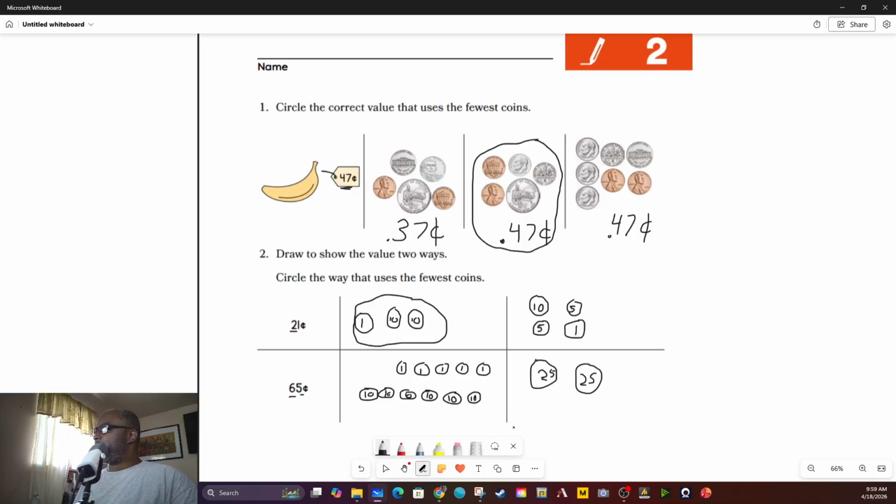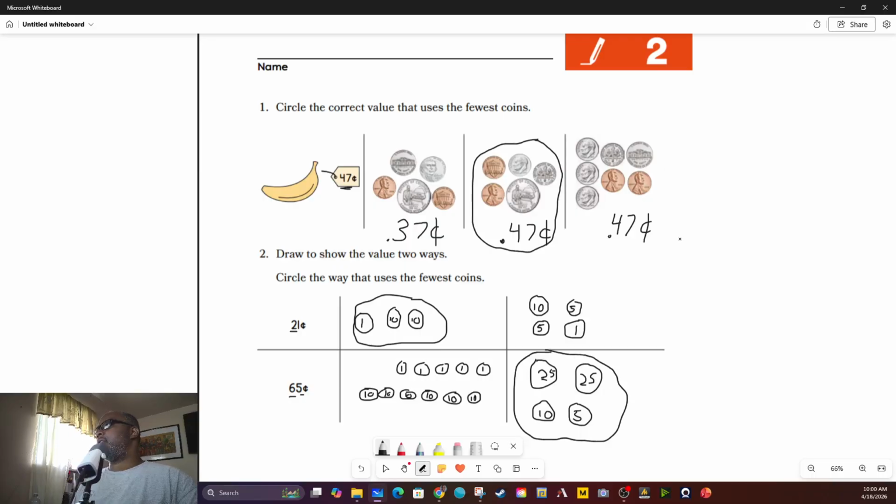So I have 50 cents, and so I probably need 1 more 10. That makes it 60 cents. And I can go with 1 nickel, 5 cents. So 25 plus 25 is 50 cents, plus 10 is 60, plus 5. And I'm going to circle the way that has the fewest.